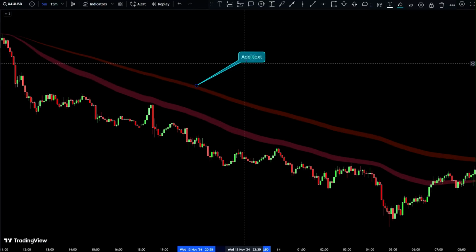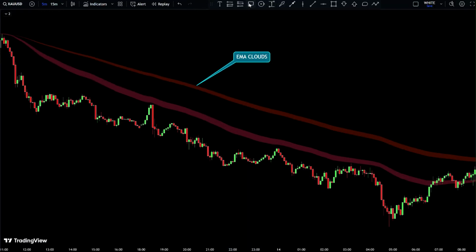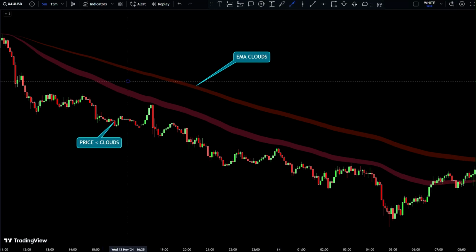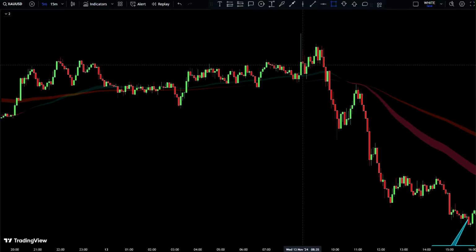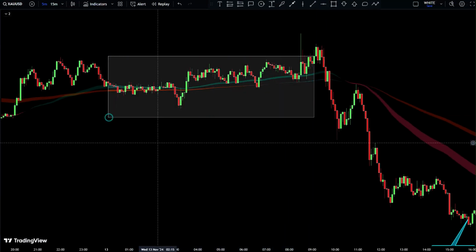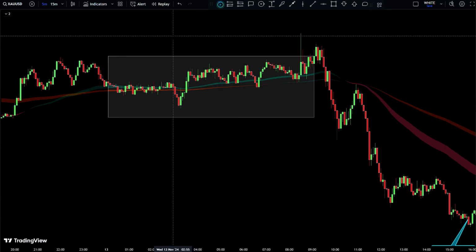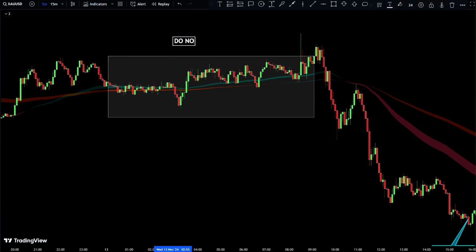On the flip side, when the price dips below both EMA clouds, we've got ourselves a downtrend. Keep in mind, though, that when the clouds are all snuggled up or really close together or looking flat, that's a sign of a sideways market, and we want to steer clear of trading in those conditions.